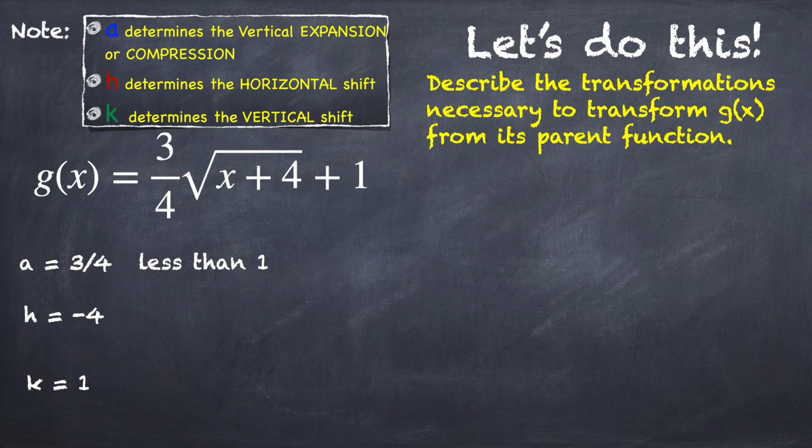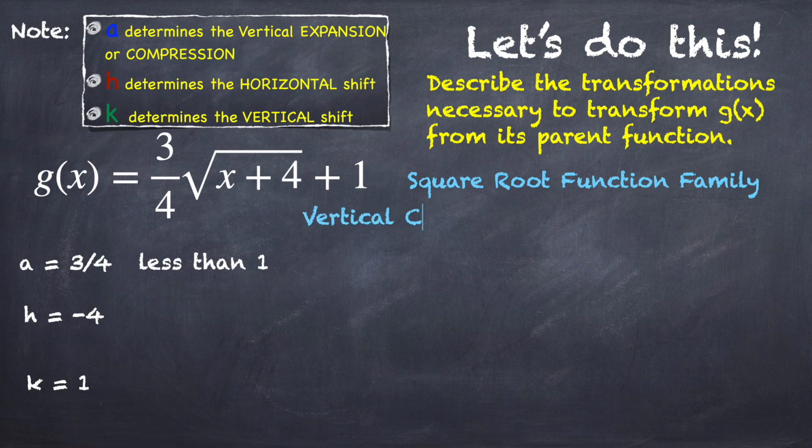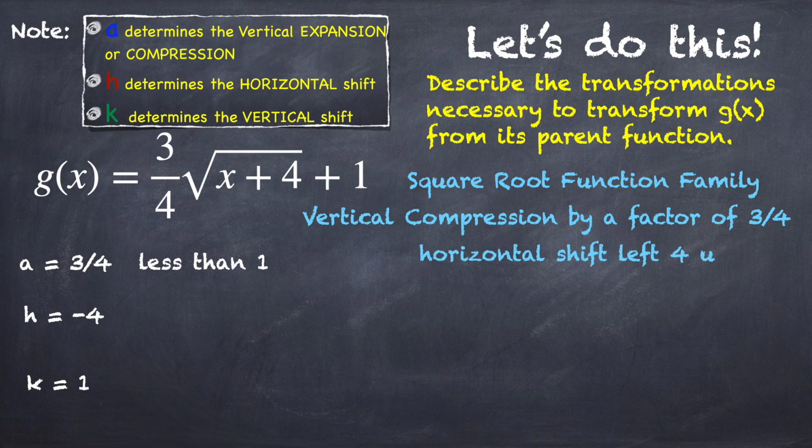And again, describing the transformations, the first thing we're going to list is the family. This is a square root function family. Next, we're going to mention our vertical compression or expansion, if we have one, and we do. A is 3/4, so we have a vertical compression by a factor of 3/4. We have an H value, which is a -4. The -4 tells me I'm going left 4 units, so we have a horizontal shift left 4 units. Last but not least, we have our K value, which is 1. It's tacked on the back, so that's a vertical shift up 1 unit.